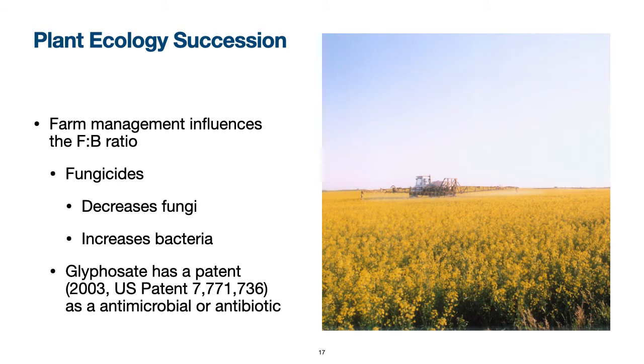When we start talking about fungicides, it really decreases the fungi, both on the plant, and if it's a systemic fungicide, it'll go into the roots and get into the rhizosphere, and it's going to fry the fungi in the soil. When I said earlier about the caveat against some of the things that will increase the bacteria, glyphosate has a patent as a microbial or an antibiotic from 2003, so when we over apply and overuse glyphosate, this is one of the things that is a bit of an issue with it.